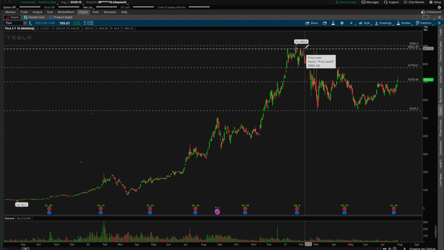Another way to see if your level is strong or not is to see the move that was created by your level. So when I'm plotting this 882.50, 882.49, I am looking to see, again, how many times it's touched. 3 times is perfect, only looking for 2, but I'm also looking to see what was the reaction at this level. Last time we touched this 882.49, we dumped from 882 all the way down to 539, a near $300 dump on the stock.